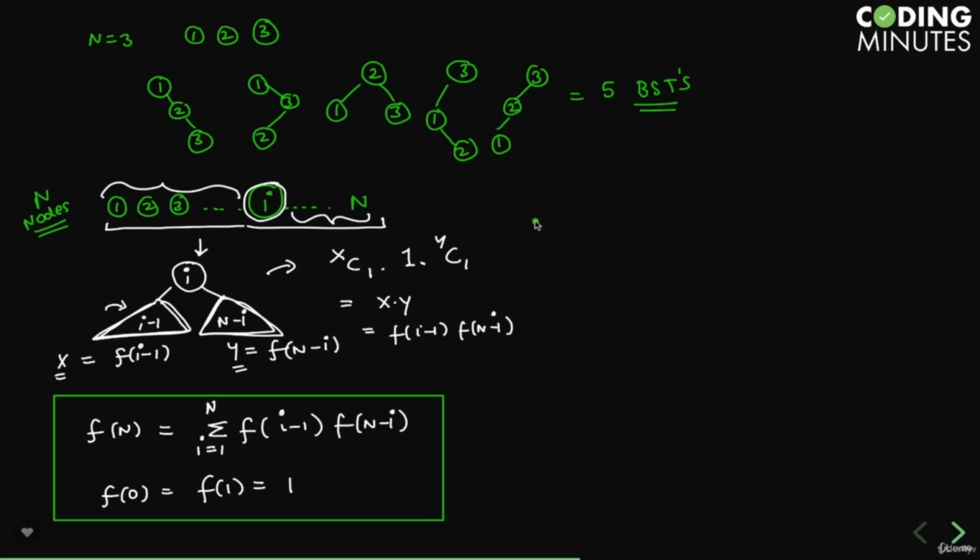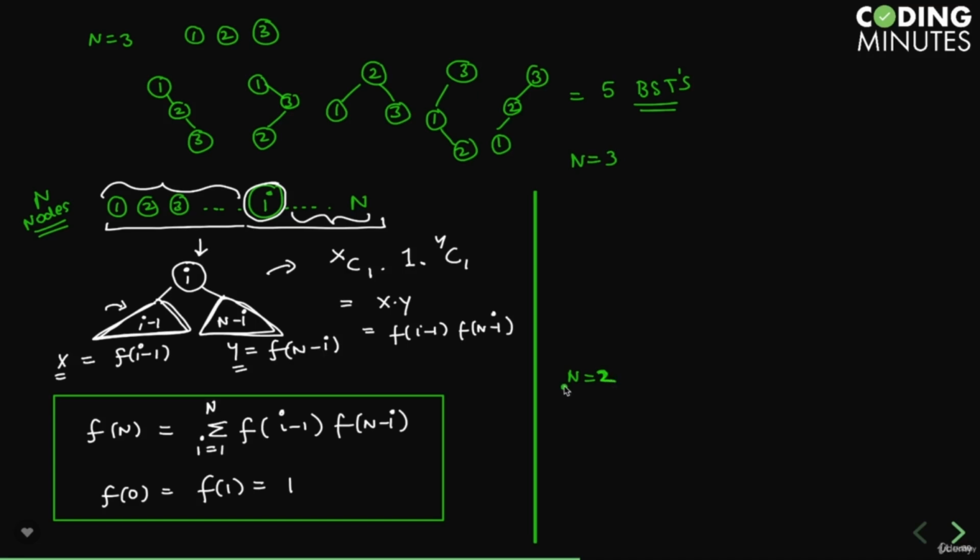Now let us also see this with the help of one example. Okay, let me show you one example now. Let us say I want to compute the number of BSTs for n equal to 3 and for n equal to 2. So for n equal to 2, let's do it first, because for n equal to 3 we will require the solution to this particular subproblem.